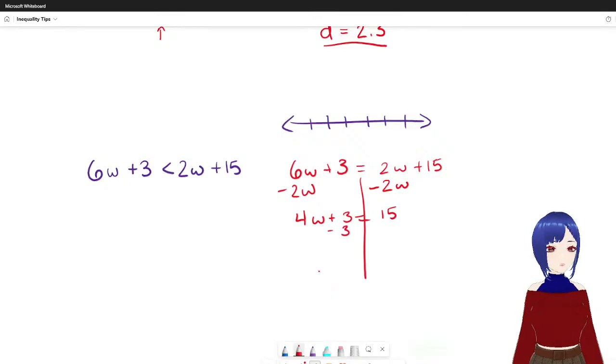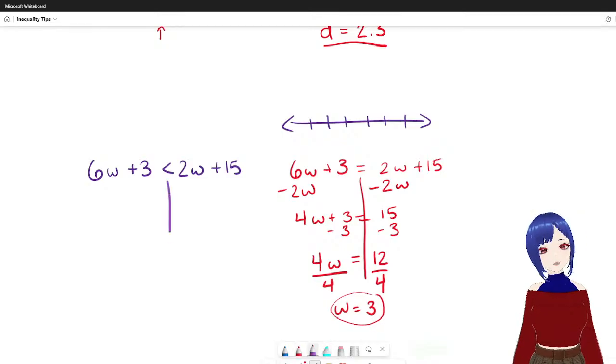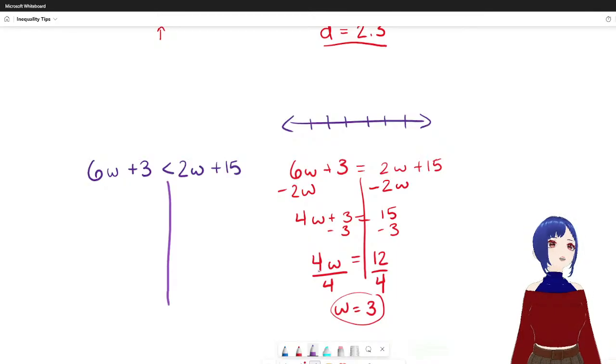Subtracting 3 from both sides, opposite of adding 3 is to subtract 3. And that's going to give us 4w equals 15 minus 3 is 12. And then it's 4 times w. The opposite of multiplying is to divide, so I divide both sides by 4. We get w equals 3. And with this one, we didn't have any negative numbers involved, so we don't have to worry about flipping our symbol or making any changes.